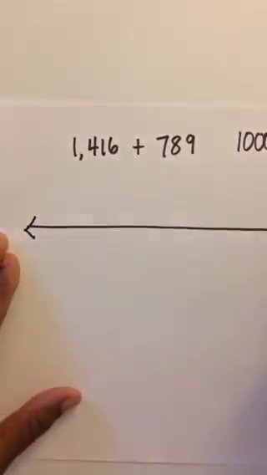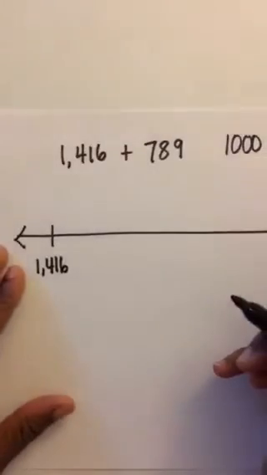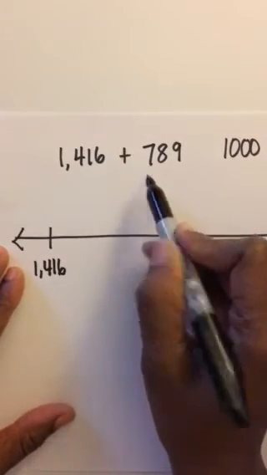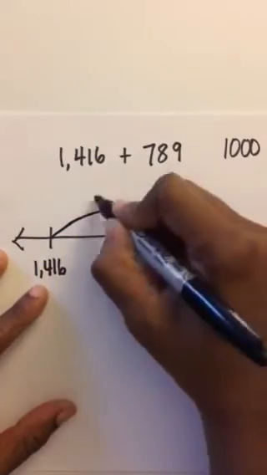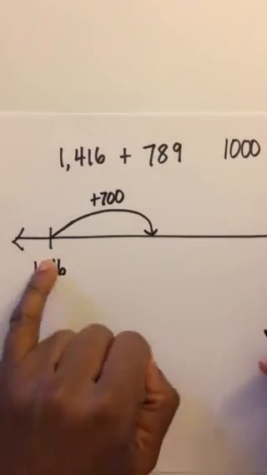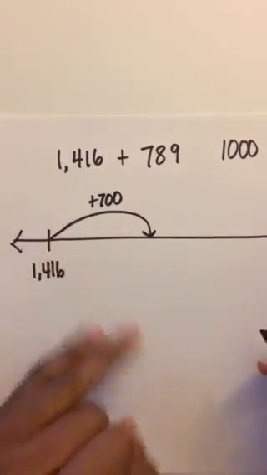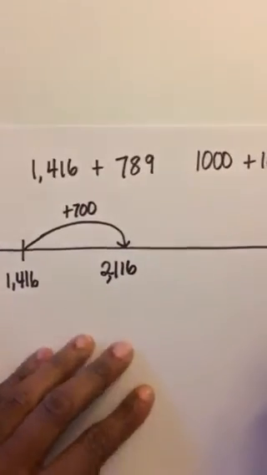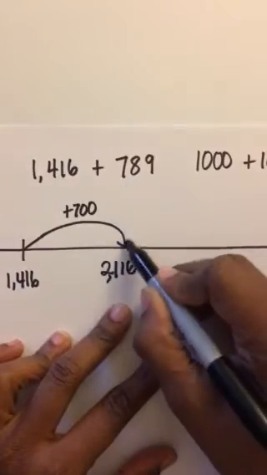Let's put our first add-in, 1,416, on the number line. I'm going to think in terms of my place value. That 7 is worth 700. I'm going to add 700. So I'm going to put 1,400 in my head, 1,500, 1,600, 1,700, 1,800, 1,900, 2,000, 2,100, for 2,116. That 8 is actually worth 80.